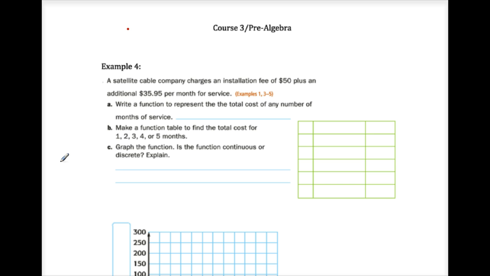A satellite cable company charges an installation fee of $50 plus an additional $35.95 per month for service. So you have to pay $50 for them to come out and install the dish and all the equipment, and then it's $35.95 per month for service. Write a function to represent the total cost of any number of months of service. Everybody jot this down at the top: X equals months, that's our input. And what does Y stand for? The total cost.